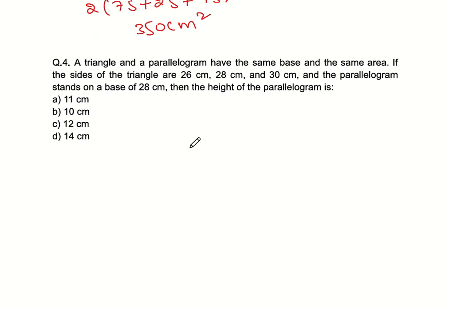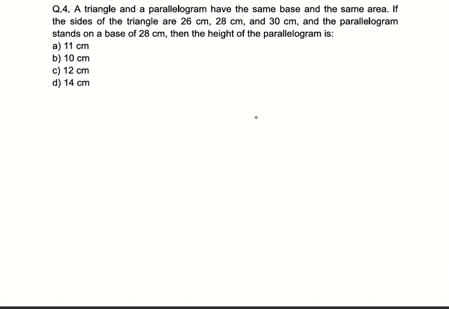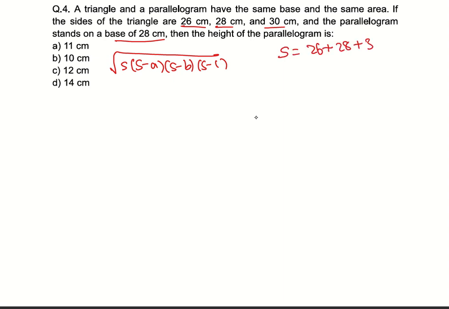A triangle and a parallelogram have the same base and the same area. If the sides of the triangle are 26, 28, 30 centimeters and the parallelogram stands on a base of 28 centimeters, then what is the height of the parallelogram? Here first of all we need to find the area. All sides are given, so the area formula is root of S into S minus A into S minus B into S minus C. So what is the semi perimeter? S equals 26 plus 28 plus 30 by 2. The sum will be 84 by 2, it is 42. So we can substitute.